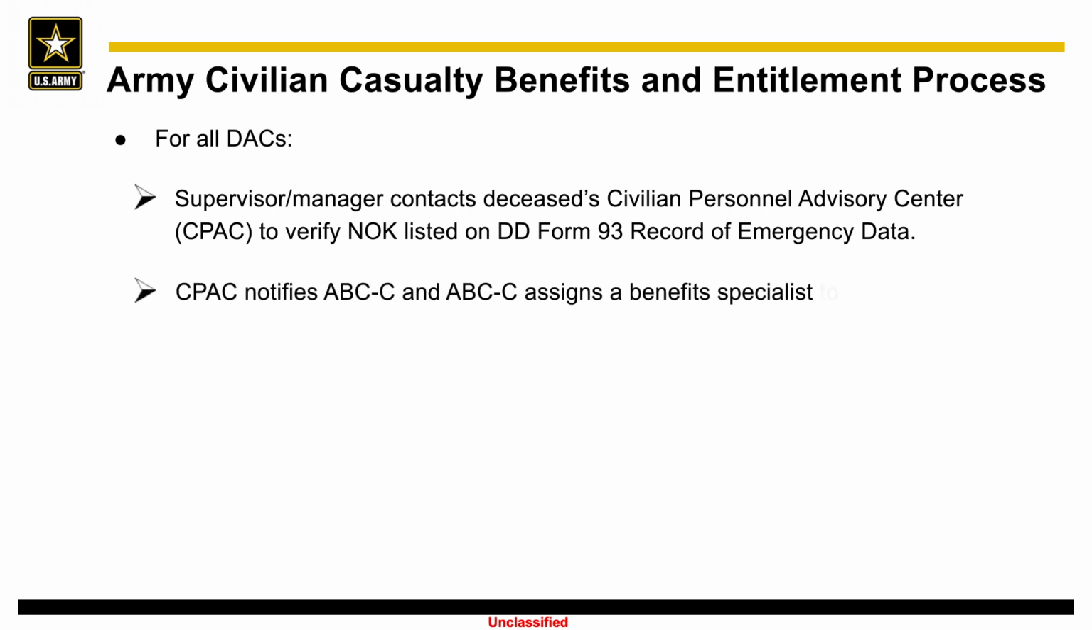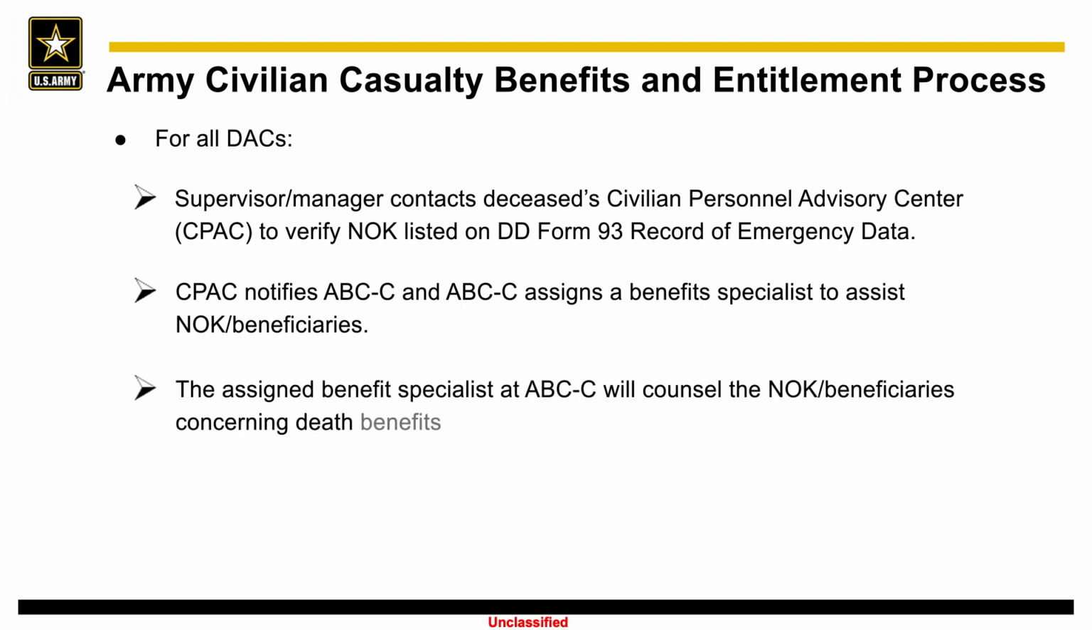CPAC notifies the Army Benefits Center, Civilian, ABCC, and ABCC immediately assigns a benefits specialist to assist the next of kin and/or beneficiaries listed on beneficiary forms. The assigned benefit specialist at ABCC will contact the next of kin within 24 hours or the next business day and assist the next of kin and/or beneficiaries with death benefits and entitlements, and collects the claims documentation for agency certification and forwards them to the respective offices, such as the Office of Personnel Management, Defense Finance and Accounting Service, Office of Federal Employees' Group Life Insurance, and Thrift Savings Plan for final processing.